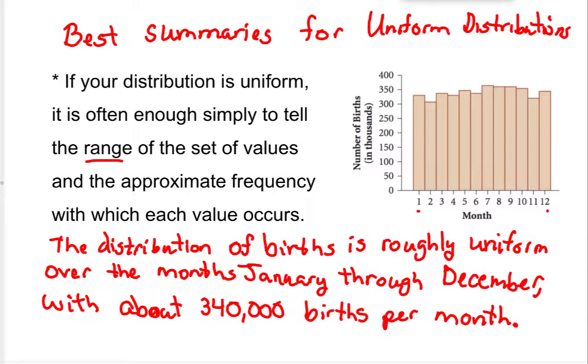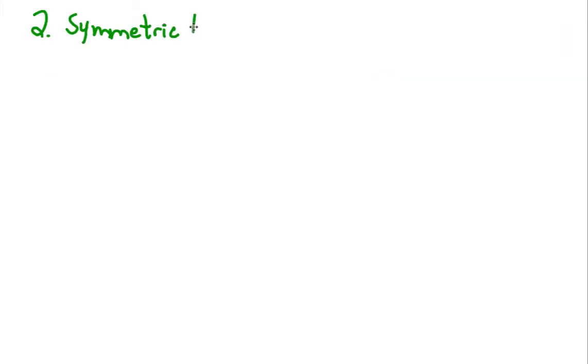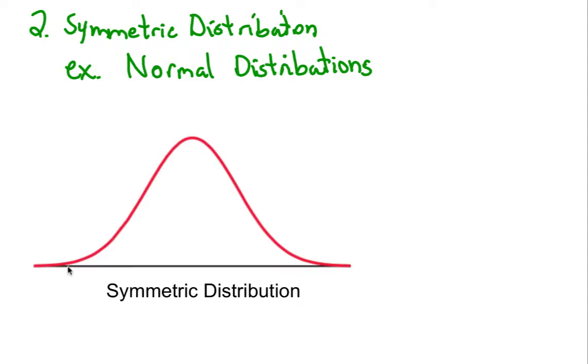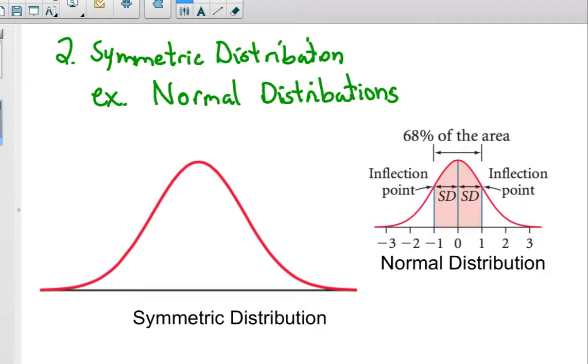The second type of distribution you need to know is the symmetric distribution. A specific example of a very common symmetric distribution is called the normal distribution. A symmetric distribution is a type of distribution where the left side of the distribution mirrors the right side. By definition, a symmetric distribution is never a skewed distribution. We'll talk about skewed in a moment. The normal distribution, pictured here, is a special type of symmetric distribution.